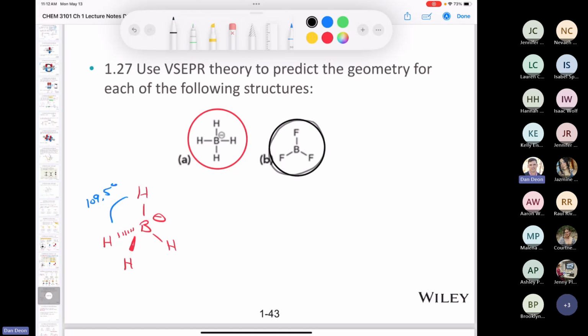All right, now what about the BF3? What's our molecular geometry here? 3 bonds, no lone pairs. It must be trigonal planar. I love it. Right? Don't even have to do anything to this one. We'll just put here trigonal planar. Okay, and in both of these cases, you could say that the molecular geometry is equal to the electron geometry in both of them. Why? Because there's no lone pairs on the central atom.